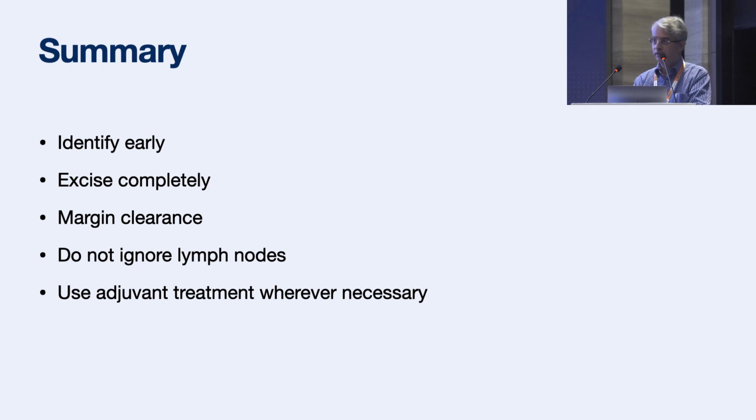So, to conclude, the important thing for eyelid malignancies is to identify early, as for any cancer, and excise completely. Get your margins cleared by the pathologist before you start your reconstruction, and evaluate lymph nodes. Do not ignore them, and use adjuvant treatment like radiotherapy or chemo wherever it is required. If you just keep these few things in mind, it will make your life and your patient's life much better.